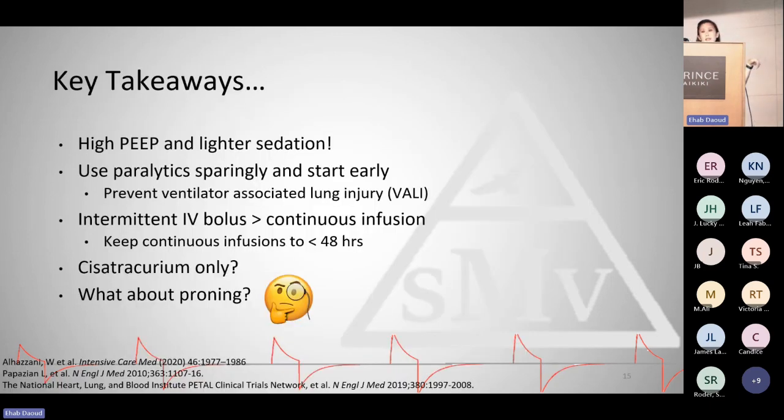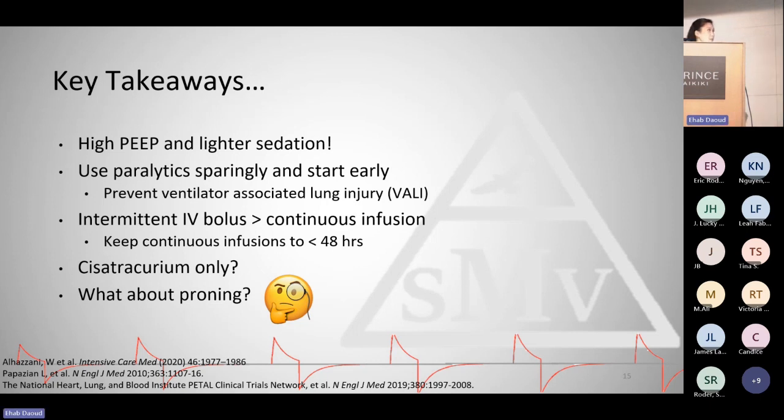So the key takeaways here is kind of all about the ventilator. High PEEP. You want to use lighter sedation, like the ROSE study said, there's better outcomes with lighter sedation. If you're going to use paralytics, use them sparingly with IV bolus dosing versus the continuous infusions. The whole point of this is to recognize the need early and start them early, and don't go longer than you need to.